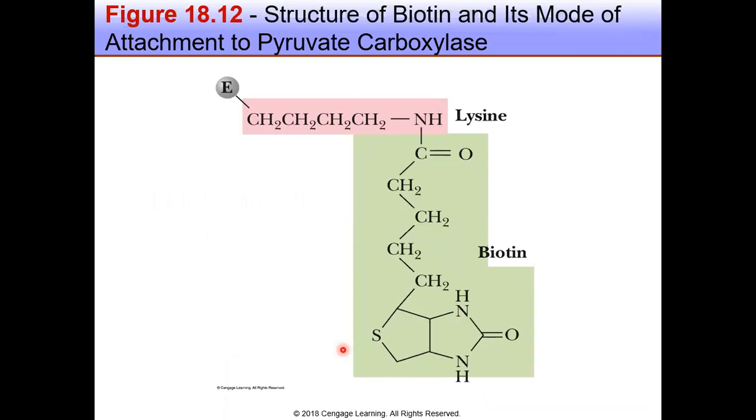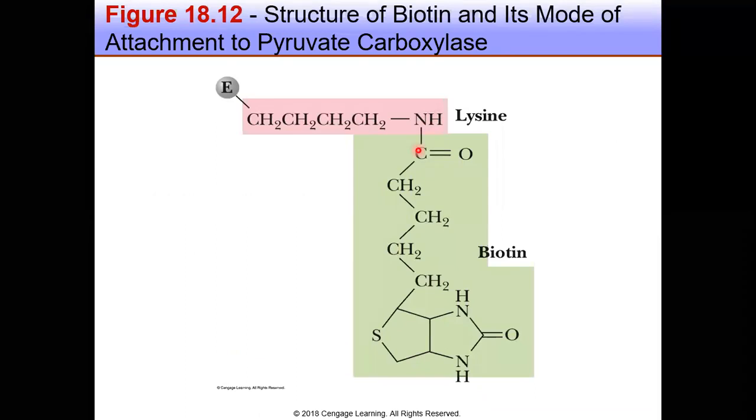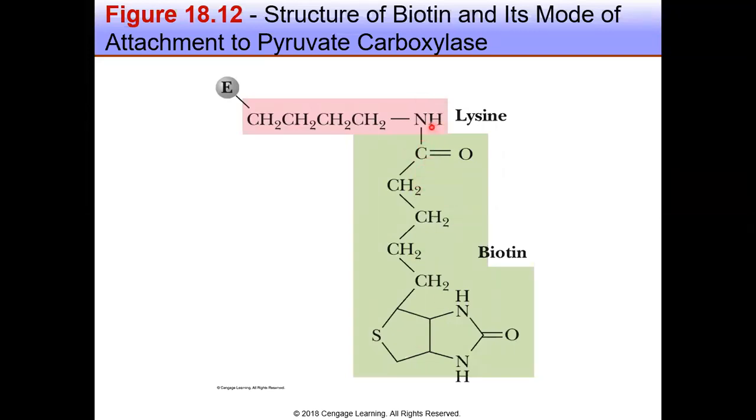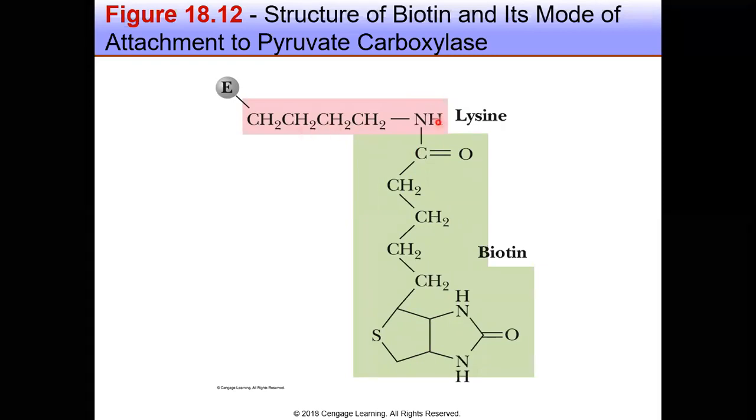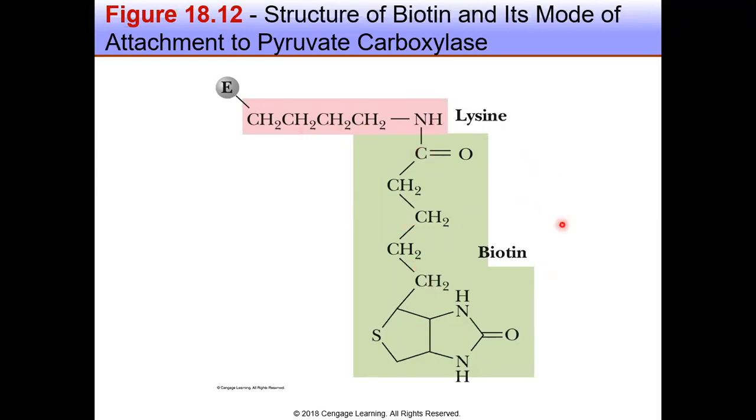Now, as I said, all carboxylation reactions require biotin. And here you see the structure of biotin and its mode of attachment. This enzyme is pyruvate carboxylase. It has a lysine residue, and it forms an amide bond with the carboxyl group of biotin and the epsilon amino group of the lysine residue. So biotin, a carrier of carbon dioxide, remember.